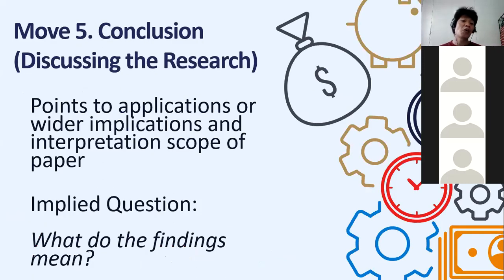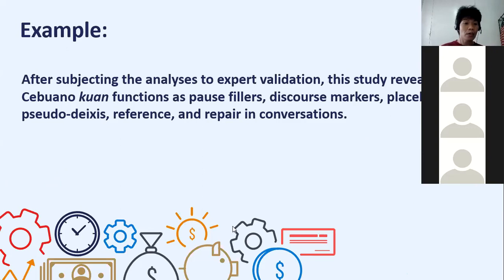The next, the conclusion, points to applications or wider implications in interpretation scope of paper. So in conclusion, you need to provide your analysis or interpretation on your summary of findings for the results and discussion. So you need to answer this implied question, what do the findings mean? So based on these findings, what can you deduce? What can you conclude?